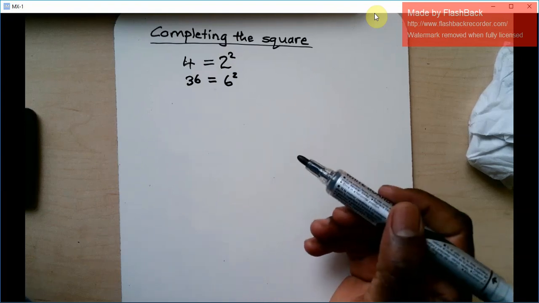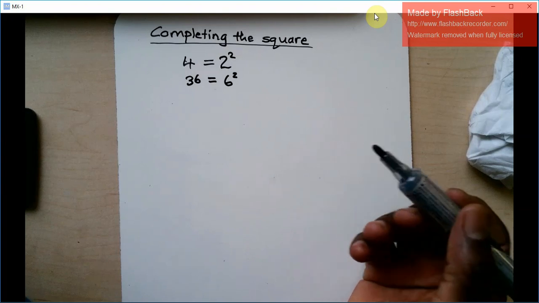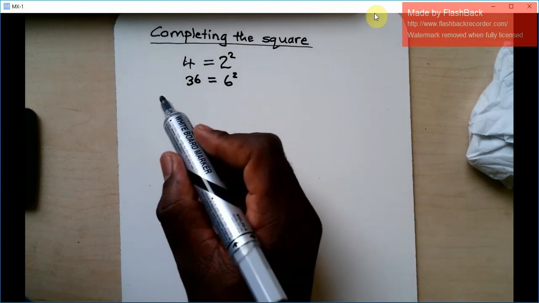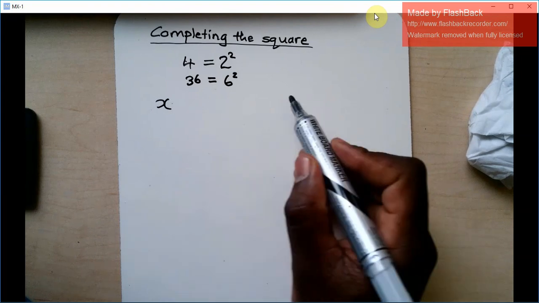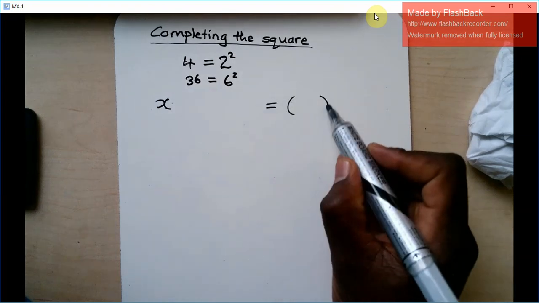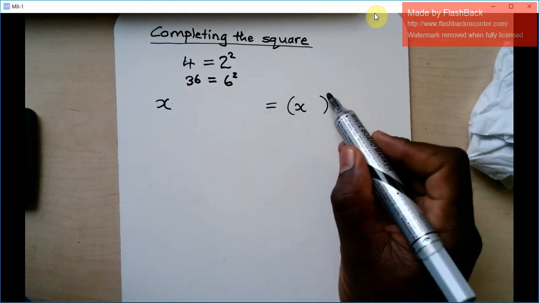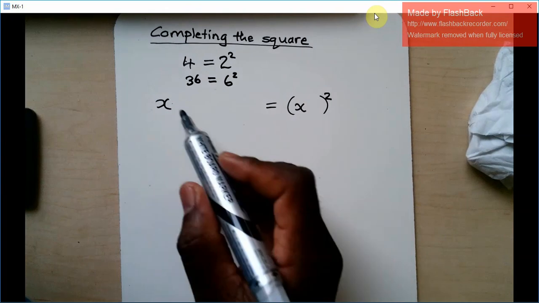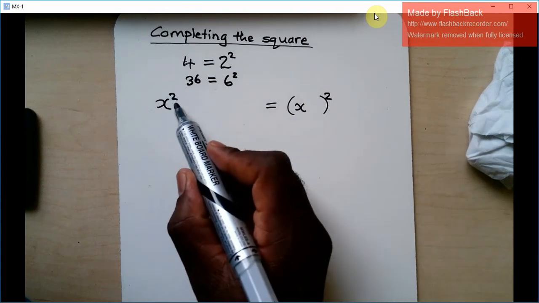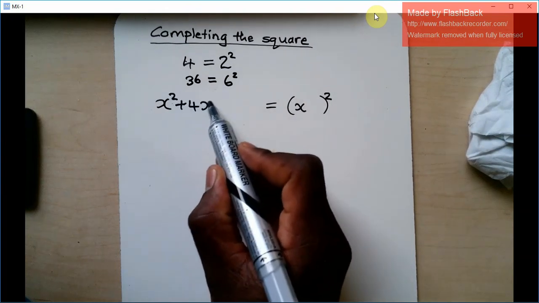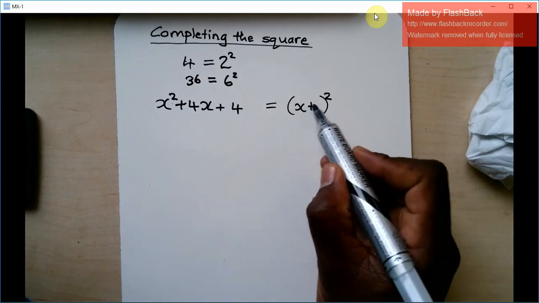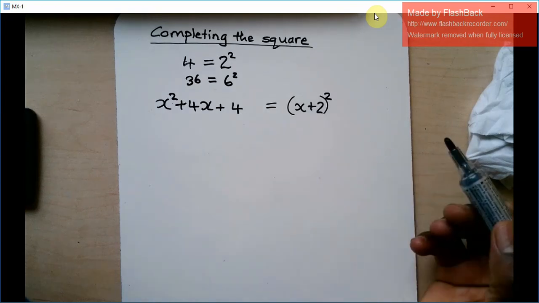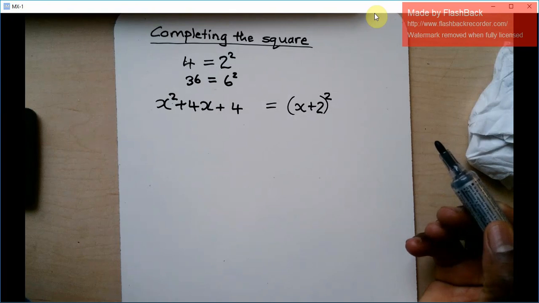We have what are called perfect trinomials. A perfect trinomial is one like we can express as x plus or minus something squared. And here is an example. X squared plus 4x plus 4 is x plus 2, x plus 2, which is x plus 2 squared.